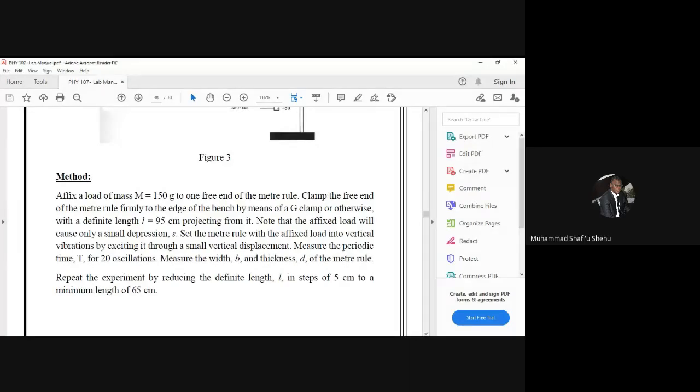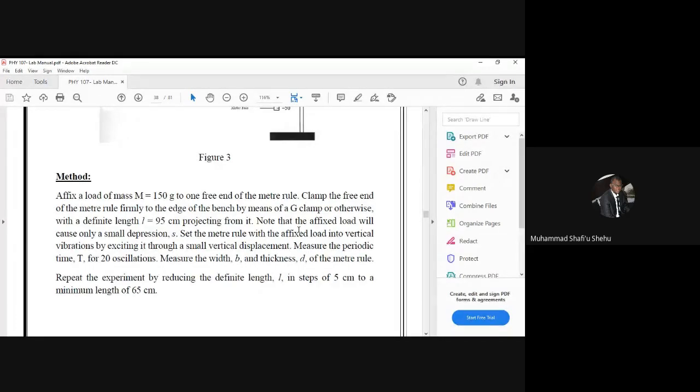Okay, so we need to know the required apparatus that we need to carry out this experiment. Before we start, I would like somebody to read the first line of the method.